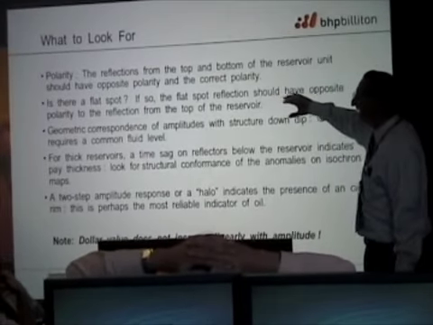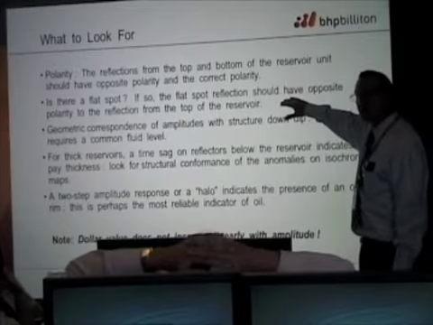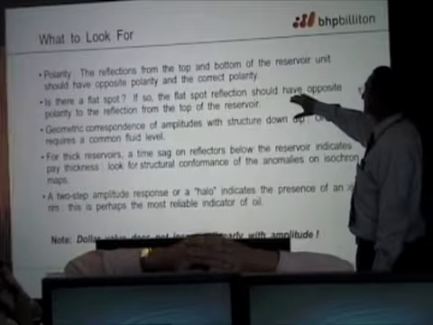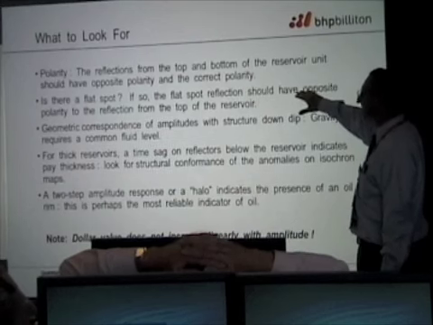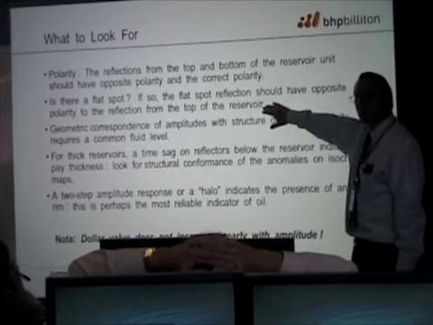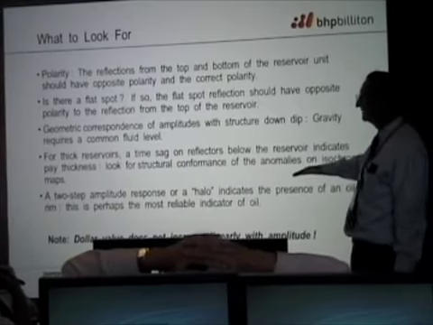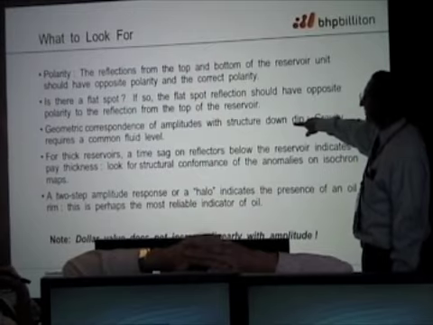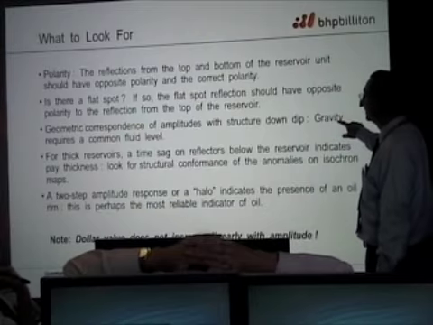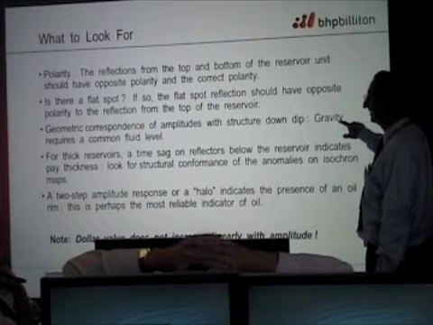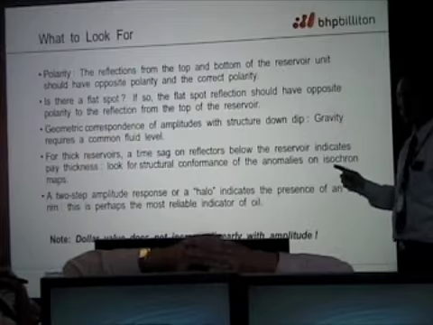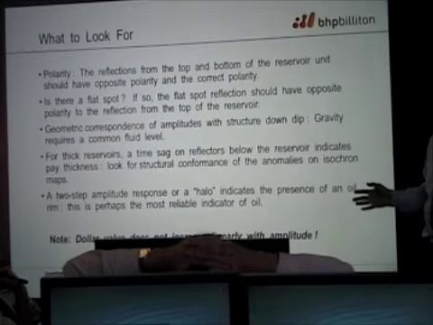Is there a flat spot? Gee, that's a big one. If you've got a flat spot, its reflection should have the opposite polarity of the reflection from the top of the reservoir. We saw that in this profile over here, on this last case. The geometric correspondence of amplitudes with structure down dip is very important. Gravity requires a common fluid level. It's a very important clue. That's what people look for all the time.